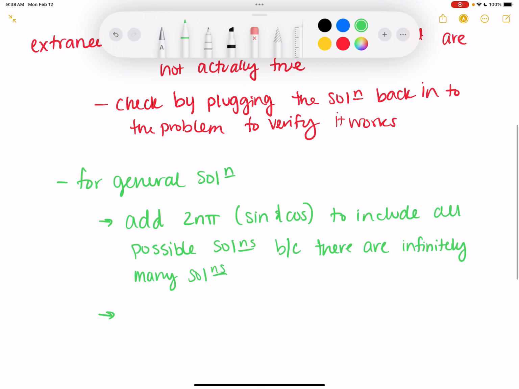If it is for tangent, we add n pi because tangent values repeat every increment of pi, right? If we looked at our unit circle, at pi over 4, it's the exact same value as at 5 pi over 4. So we just have to add n pi to those to get all possible values.